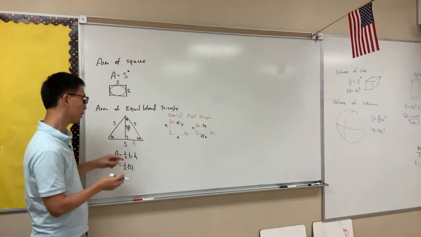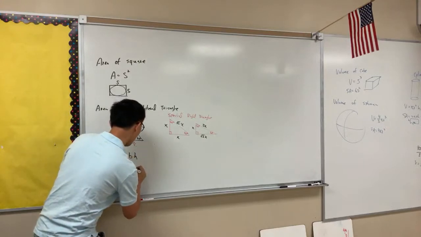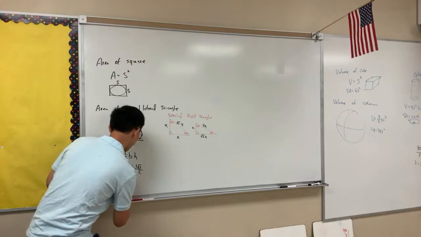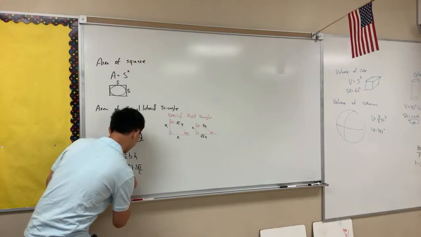That's going to get you the height. So this is the height, so the base times the height is what? S square root 3 over 2. So therefore, it comes down to square root 3 over 4 s squared.